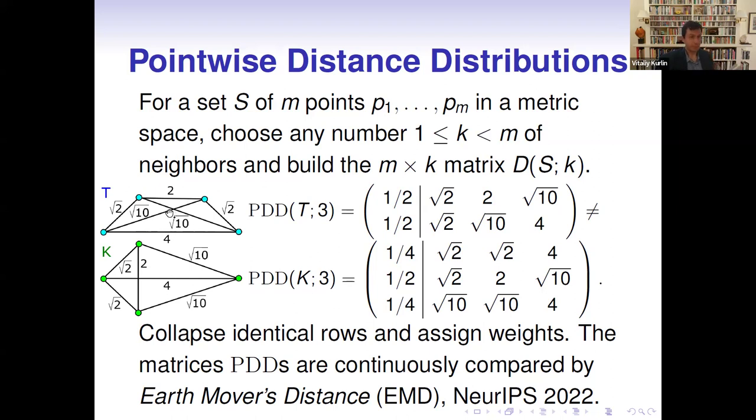For the same example, take one vertex, say the top left vertex of a trapezium, and now we write down distances per point, so in a pointwise way. So distances to neighbors in increasing order. Root 2 is the smallest distance, the next is 2, and then root 10. These three distances are written in the first row. Okay, now take the next point, say the top right vertex. Due to symmetry here, the distances to neighbors are exactly the same in order, right?